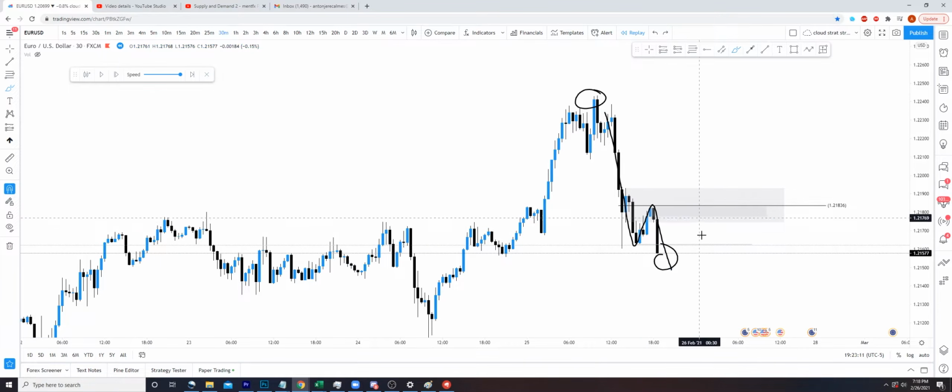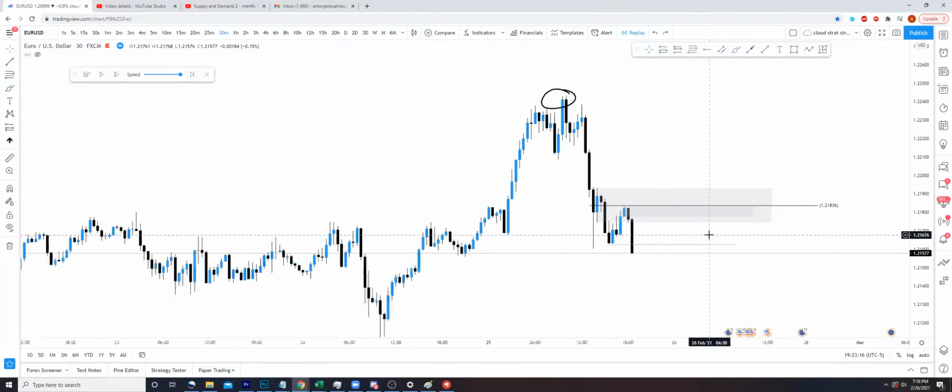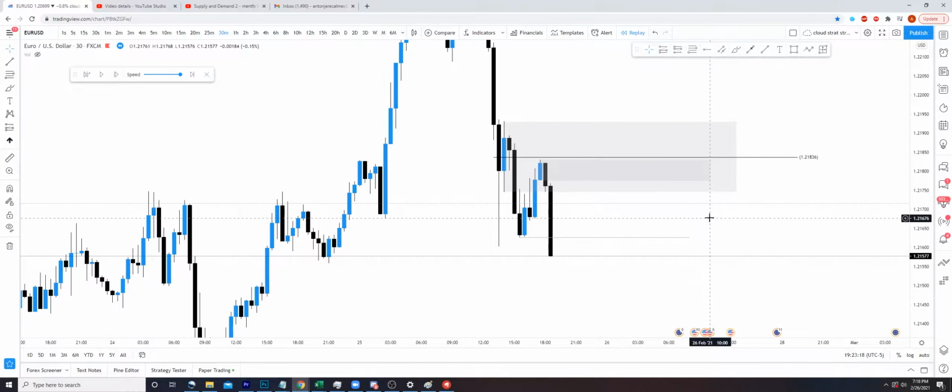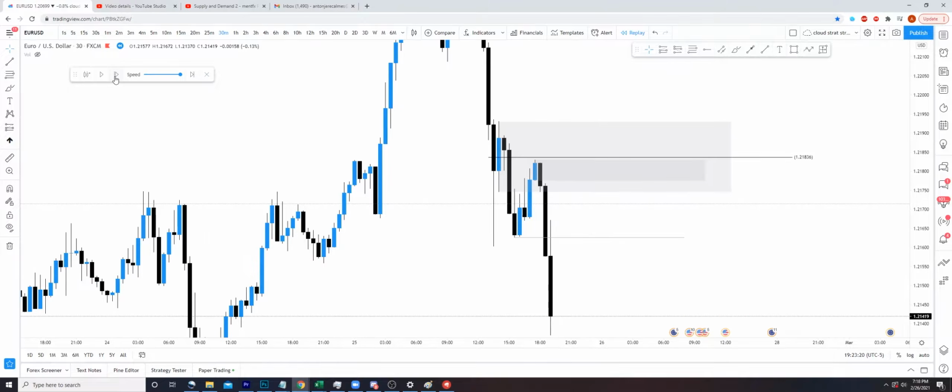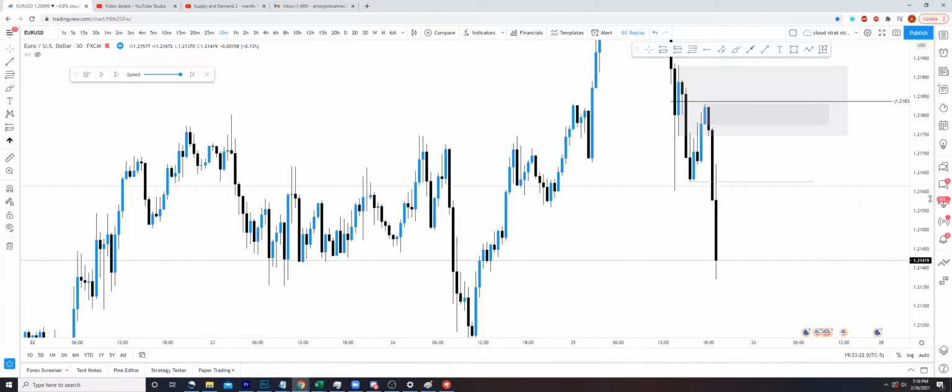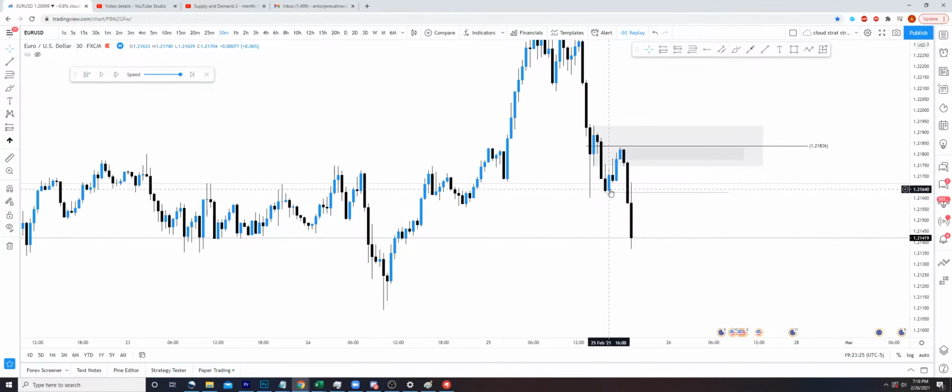But all we have to do is recognize that this is validated and we have a supply zone in this area now. So that supply zone is fully valid for potential sells. Now, price comes and mitigates parts of it, parts of a larger supply zone.